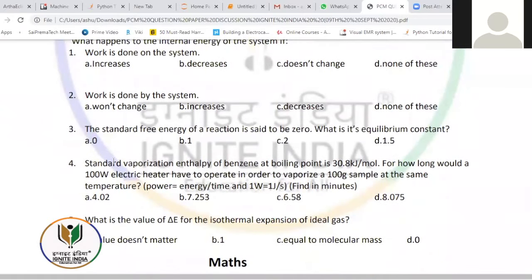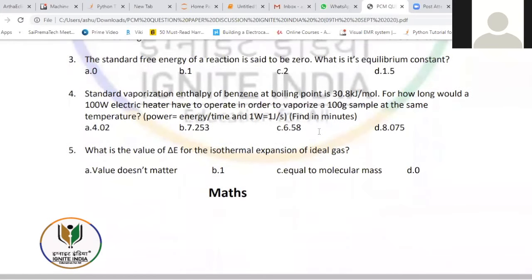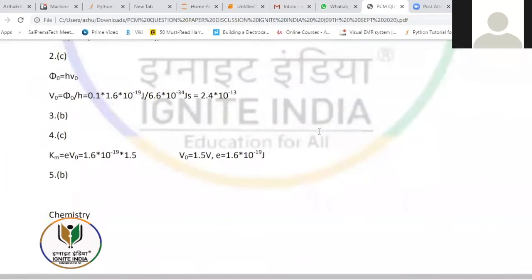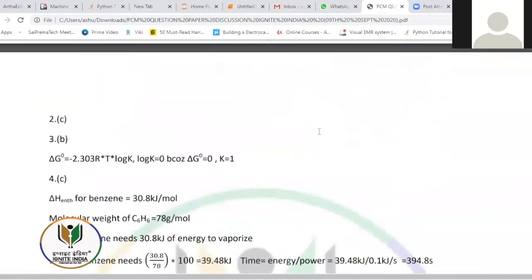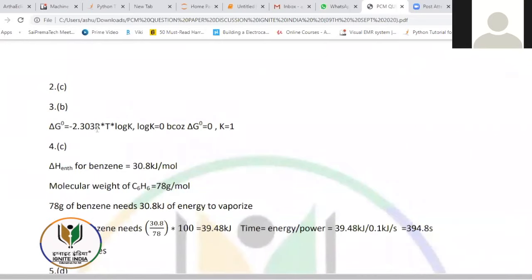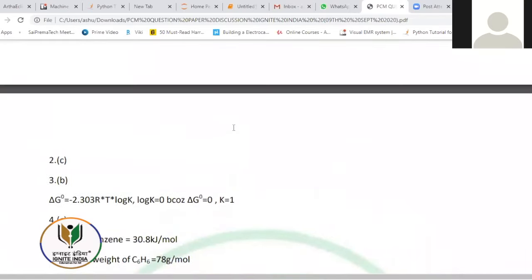Now, the standard free energy of a reaction is said to be 0. What will be its equilibrium constant? The formula for free energy is delta G naught is equal to minus 2.303 RT log K. Delta G naught is equal to 0. That means log K is 0. If that is the case, K is equal to 1. Equilibrium constant becomes 1.